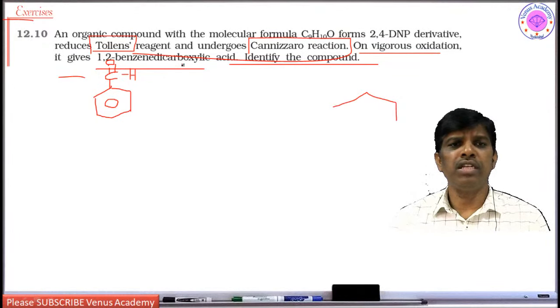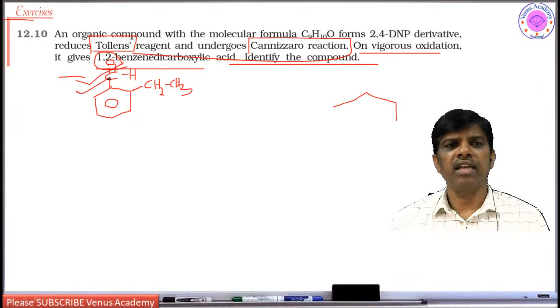So for 1,2-benzene dicarboxylic acid, 1,2 means, let me write ethyl here, CH2, CH3. So the first criterion, the number of carbons C9, it is going to satisfy. Yes, 6, 7, 8, 9. H10, hydrogens 10, 5, 6, 7, 8, 9, 10, and oxygen is 1. 2,4-DNP test, yes, it is going to give the 2,4-DNP test. Tollens reagent, yes. Cannizzaro reaction, yes, there is no alpha hydrogen.